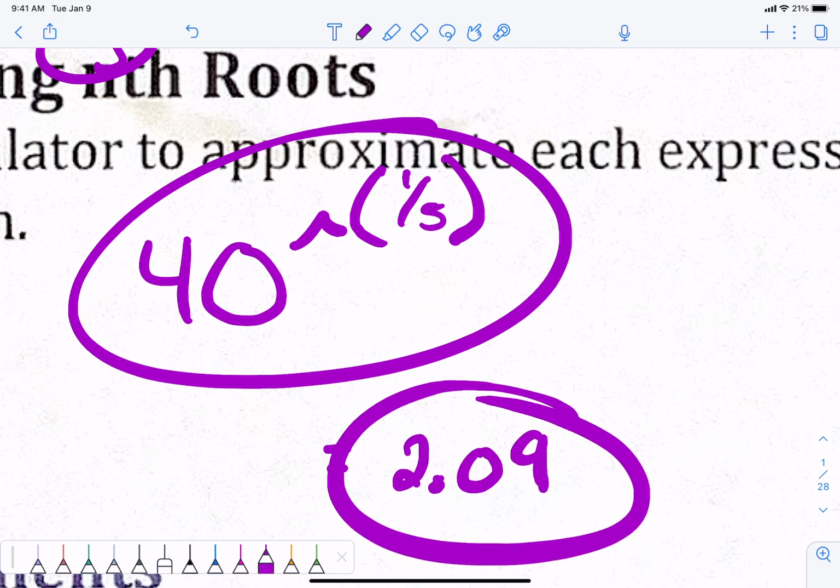Try practicing how you type that in. How do you put fractions? Fractions, I just open up a parentheses and say alpha, 1 divided by 5. Alpha y equals enter.